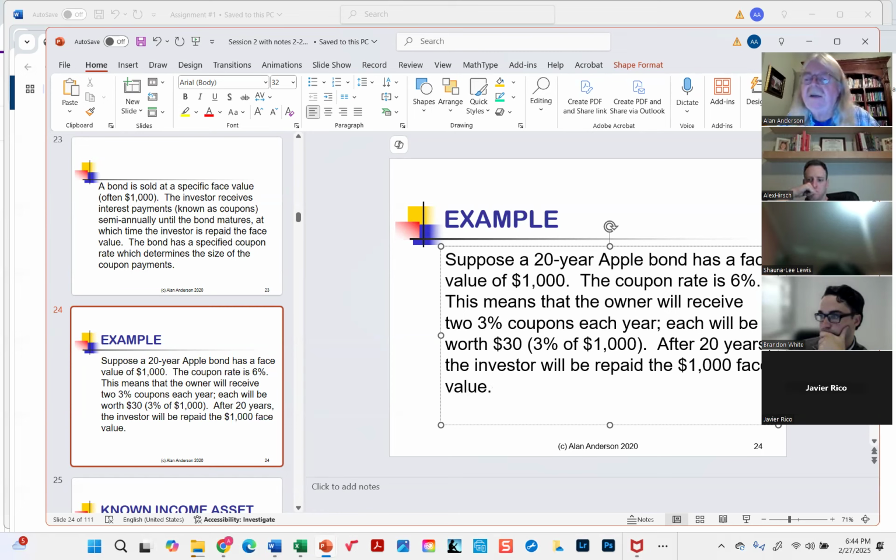So you're basically lending money to Apple when you do this. You're saying, I'm going to buy your bond. Here's my $1,000. You'll pay me interest for the next 20 years. And then at the end of that time, I'll get my money back.